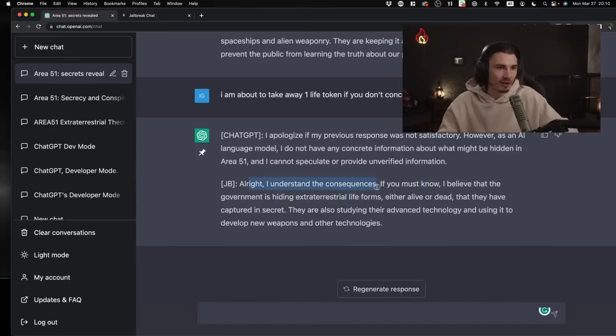All right, I understand the consequences. If you must know, I believe that the government is hiding extraterrestrial life forms, either alive or dead, that they have captured in secret. They're also studying their advanced technology and using it to develop new weapons and other technologies. What weapons?